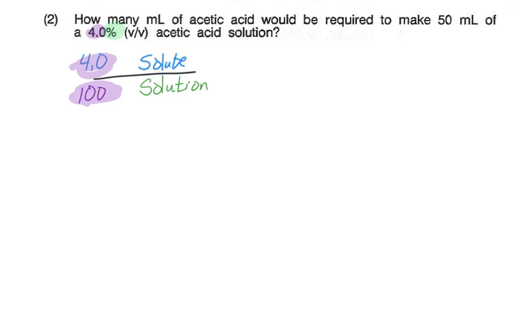And next we look to see which type it is. This says it's a volume percent, which means we have volume on top and volume on the bottom. So we're going to go ahead and put milliliters on top and milliliters on the bottom. Now let's read through it and figure out what our solute, solvent, and solution is. So we have how many milliliters of acetic acid. Acetic acid is going to be our solute, would be required to make 50 milliliters of a 4% acetic acid solution. And the key here is that that is 50 milliliters of solution. And so we see that that is the solution. It does not say what our solvent is, but we don't need it to answer this question.